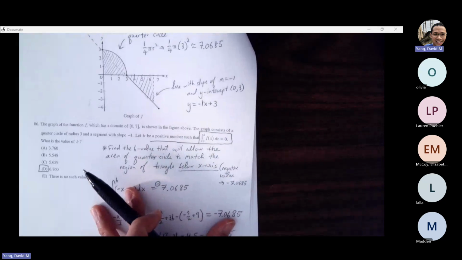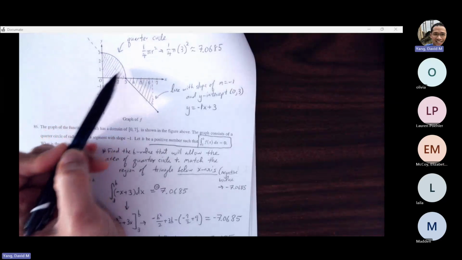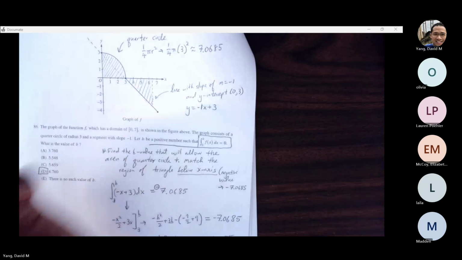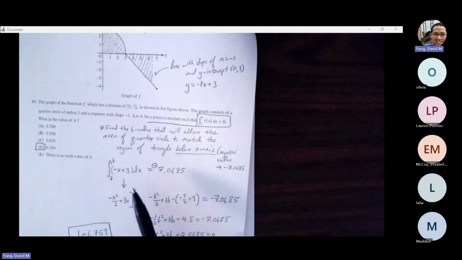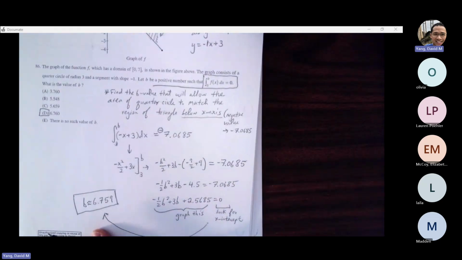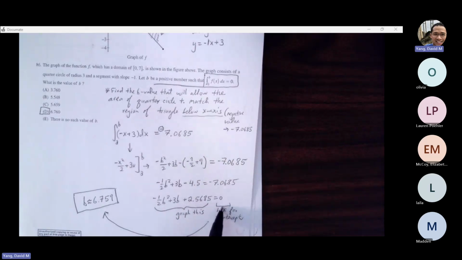And we know the quarter circle here is 7.0685. So we take the definite integral here from 3 to b. We can go through power rule here, and we can get that -0.70685. And now we can just bring everything over to one side and graph this and look for the x-intercept, and that can help us get to that b value.